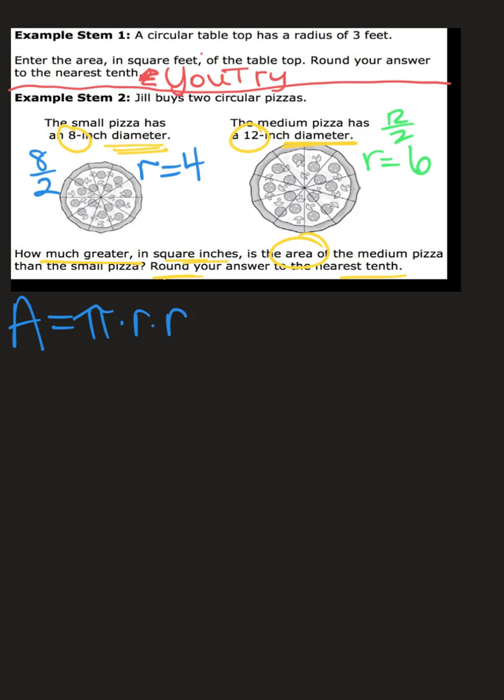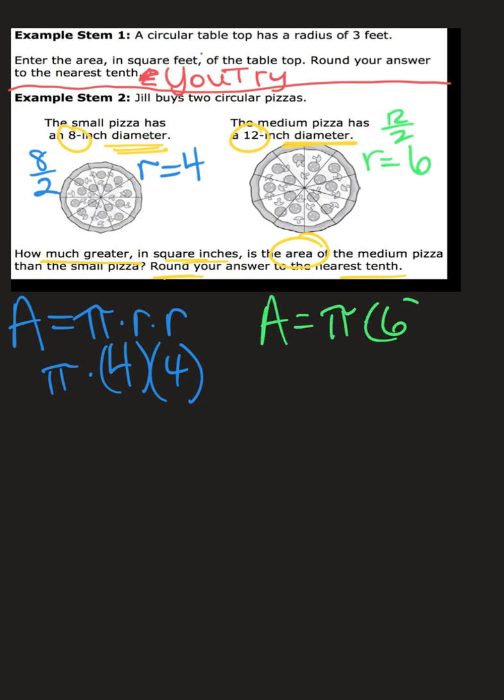Okay? So the area of my small pizza is going to be pi times 4 times 4. And the area of my medium pizza is going to be pi times 6 times 6. So 16 pi and 36 pi.